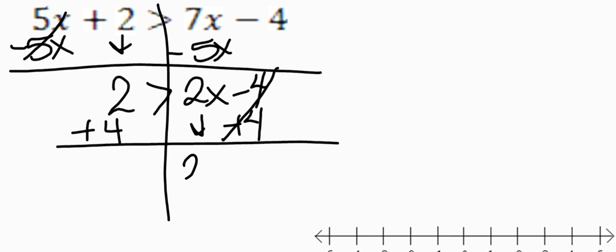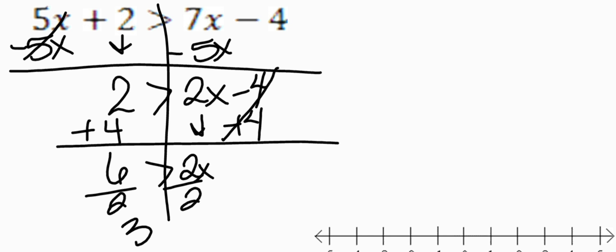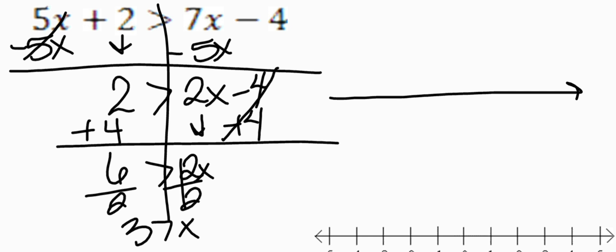Bring down my 2x on the right. Bring down my inequality sign. 2 plus 4 is 6. Now I'm going to divide both sides by 2. 3 is greater than x. Remember, I don't have to flip the sign because I didn't multiply or divide by a negative number.